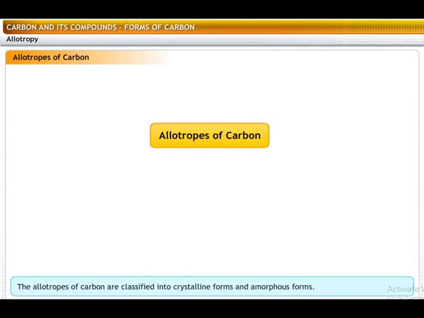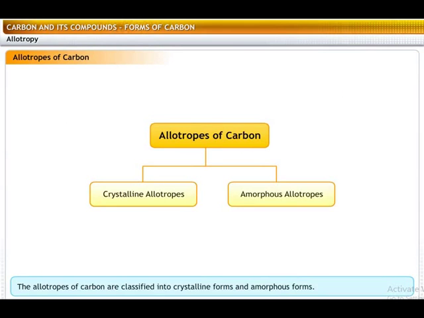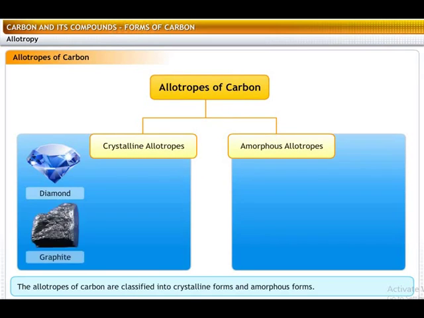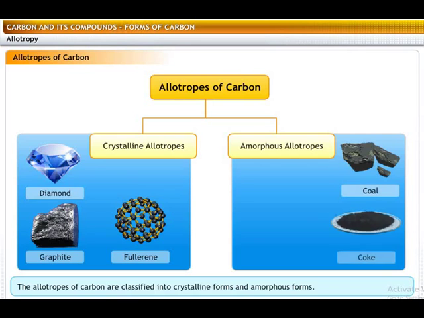The allotropes of carbon are classified into crystalline forms and amorphous forms. The black residue left when carbon compounds are heated is called amorphous carbon. Diamond, graphite, and fullerenes are crystalline allotropes. Coal, coke, wood charcoal, animal charcoal, lampblack, gas carbon, petroleum, and sugar charcoal are the different amorphous allotropes of carbon.